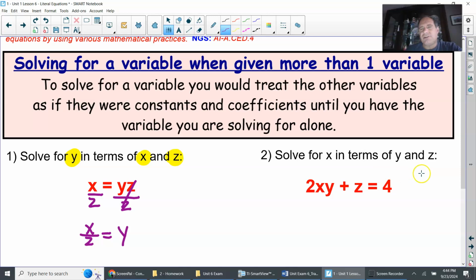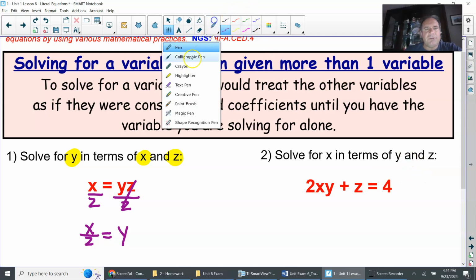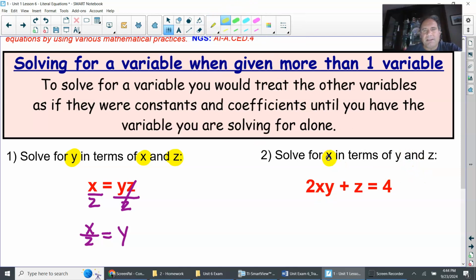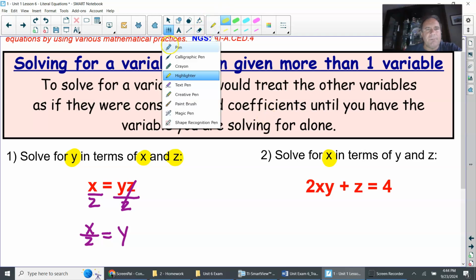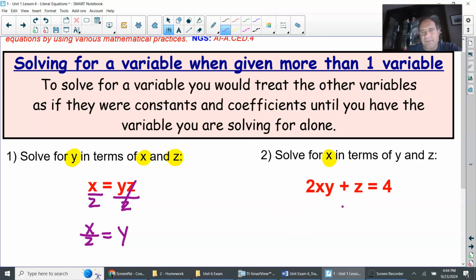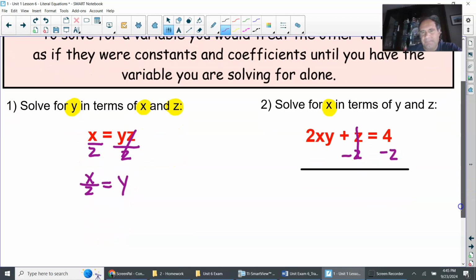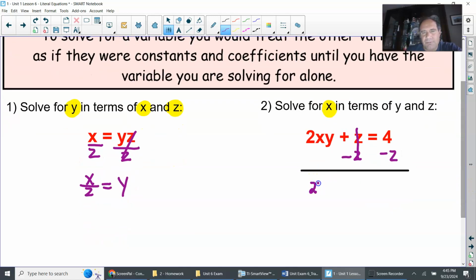Solve for x in terms of y and z. So remember, y and z are going to be the answer, but you really want to solve for x. So the first thing I'm going to do is to get the z over to the side where the 4 is, because you need to get that 2xy alone. So now you have 2xy on this side equals 4 minus z.